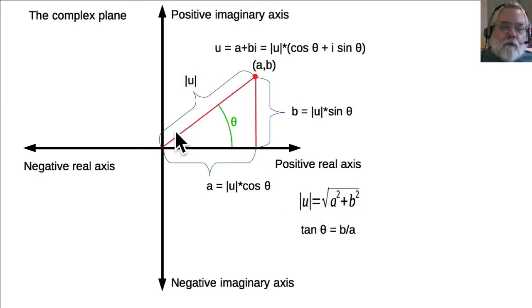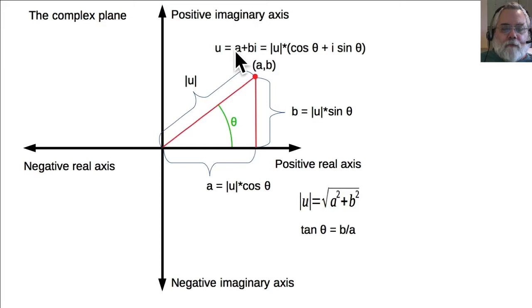We saw that before. So the hypotenuse here, the line segment from the origin to the point a, b, the length of it is the magnitude of u. And there will be some angle in the triangle from the positive real axis to the hypotenuse. We'll call that theta. And then it's clear from trigonometry that the value a is the same as the hypotenuse times the cosine of theta. So the magnitude of u times the cosine of theta. And the value b is magnitude of u times sine theta from trigonometry.